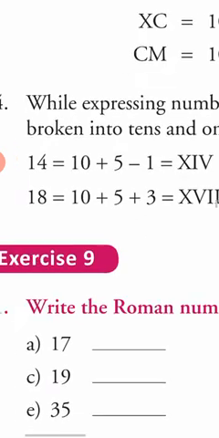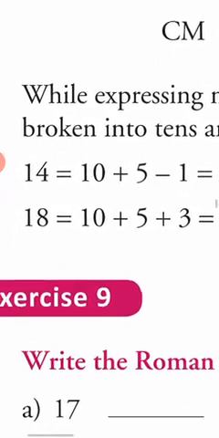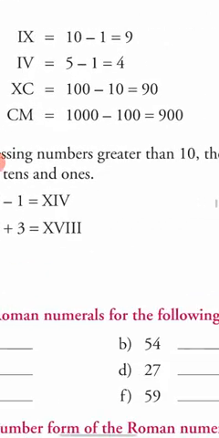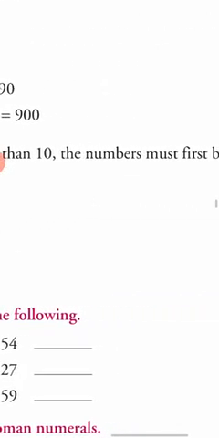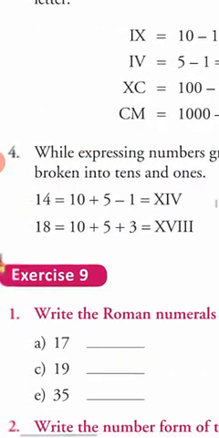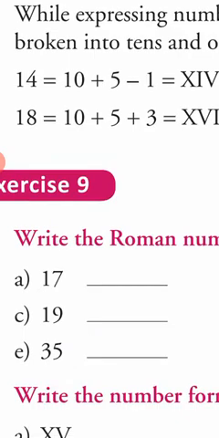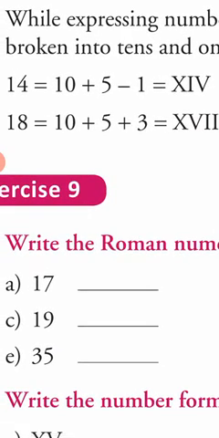Right. Now move on to the last rule that is written. While expressing numbers greater than 10, the numbers must first be broken into tens and ones. Right. Now in this case, if you want to express a number as a Roman numeral and that number has a value more than 10, so what you will do? You will first break the number into tens and ones.